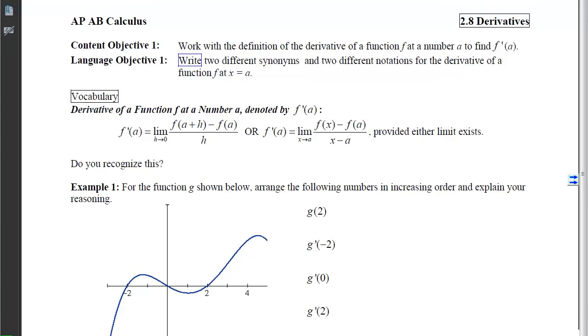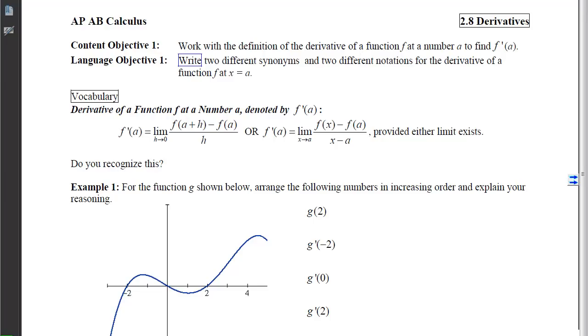This is section 2.8, derivatives. Our first objective is to work with the definition of the derivative of a function f at a number a to find f prime of a. And when we're done, we should be able to write two different synonyms and two different notations for the derivative of a function f at x equals a.